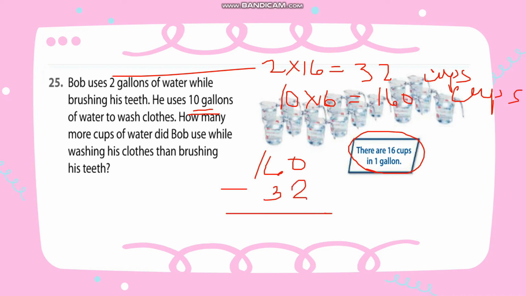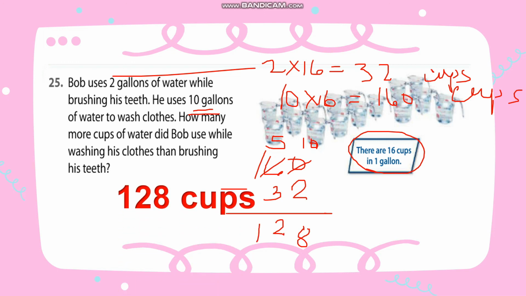So 0 minus 2 cannot be. We need to borrow from 6. 6 becomes 5 and 0 becomes 10. So 10 subtract 2, that is equivalent to 8. And 5 minus 3, that is 2. Then bring down 1, so there are 128 more cups.